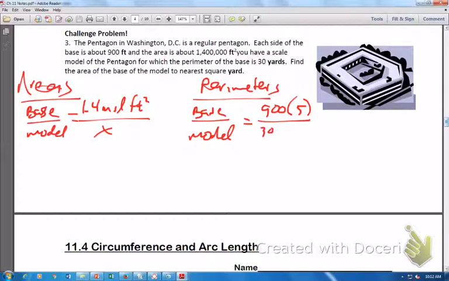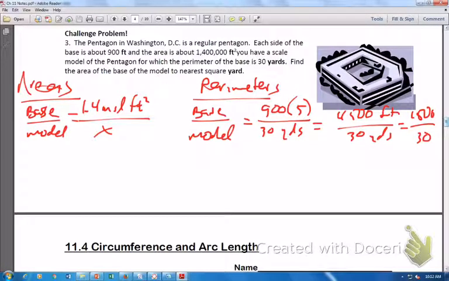Now, this is 30 yards. I'm going to have to convert units. So this is going to be 4,500 feet to 30 yards. Convert these units of feet over to yards. Let's take 4,500, divide it by 3, because there's 3 feet in a yard. And you get 1,500 over 30. Now, you reduce that, and it reduces to 50 over 1. That's your scale factor.